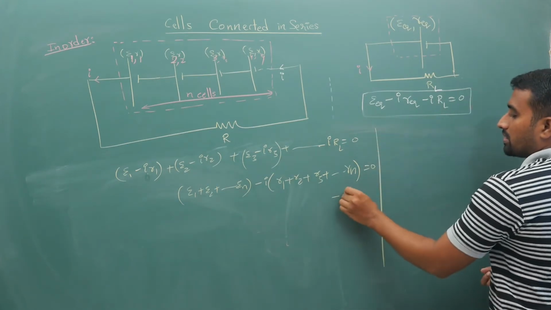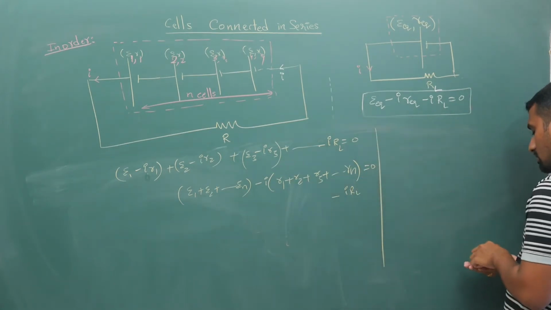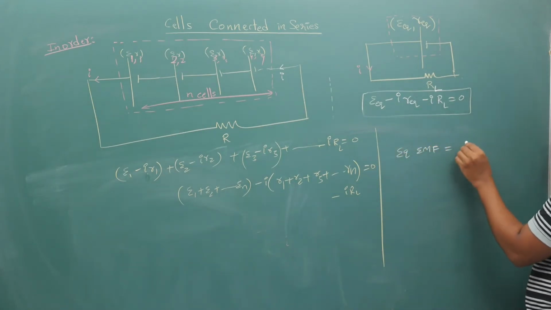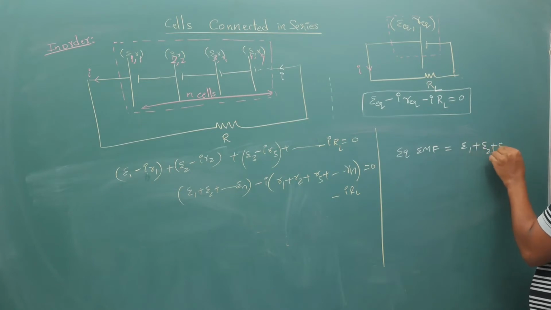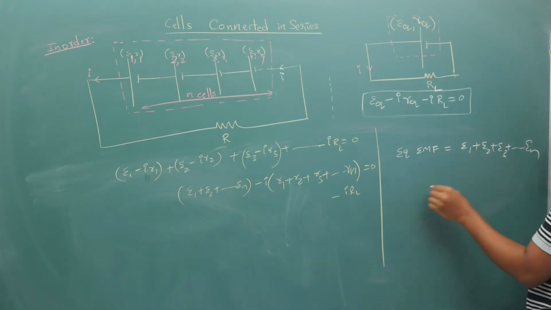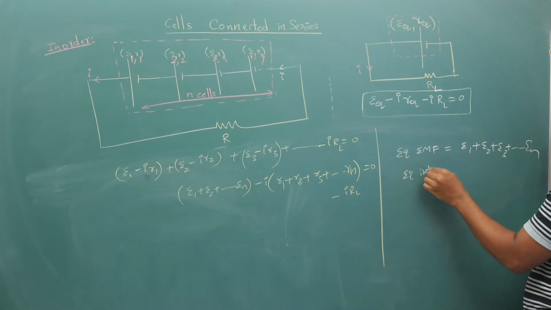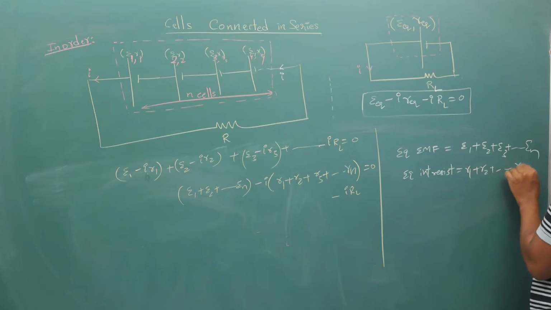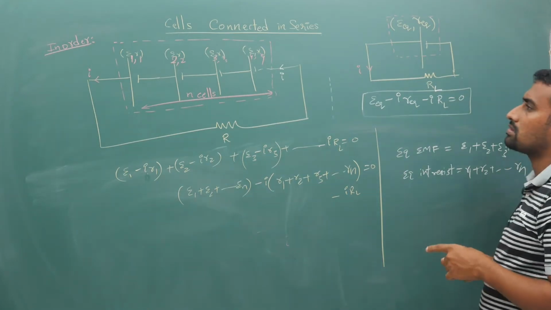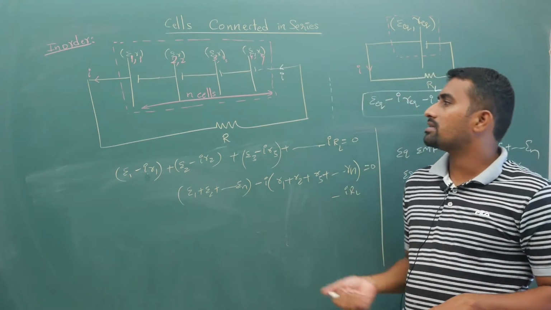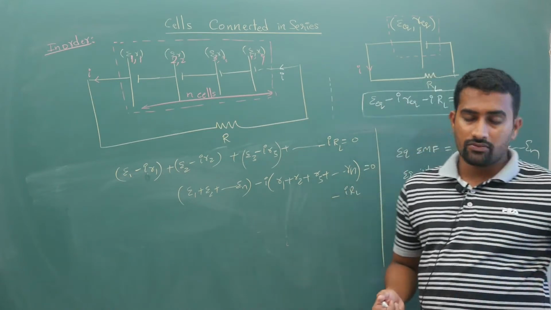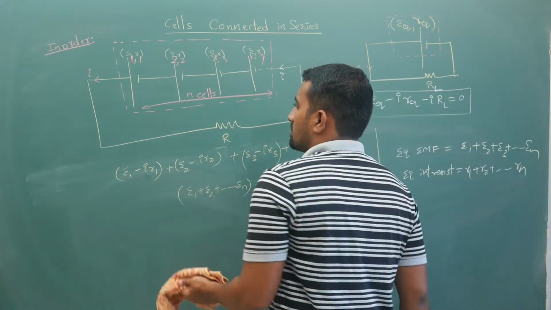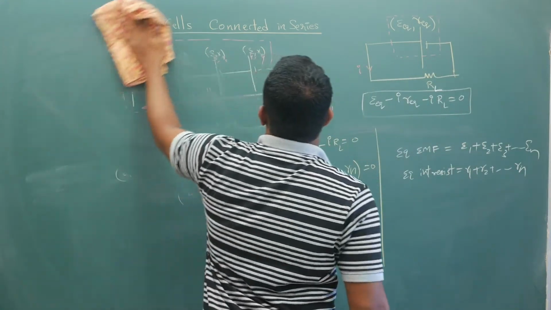So comparing these two equations, the minus I R load is there. So your equivalent EMF is E1 plus E2 plus E3 plus so on up to En, and the equivalent internal resistance is R1 plus R2 plus so on up to Rn. Resistance will not change. This is for different cells. Right. That is for in order connection. Now next is out of order connection, and I will tell you how we are going to do that.